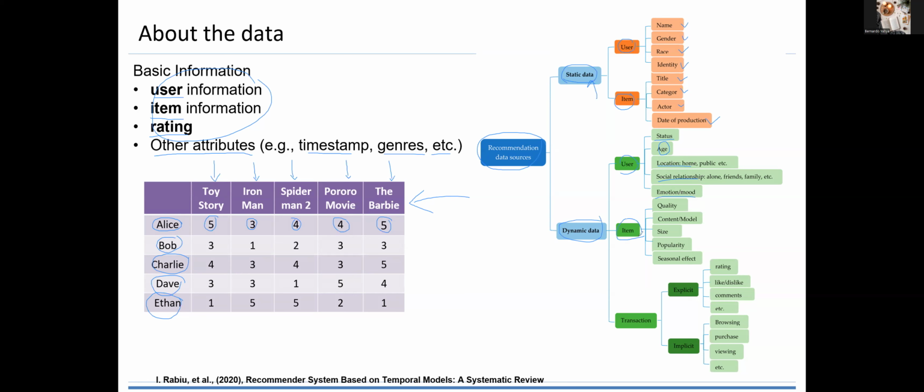And items can also change, for example, in terms of the quality or the model, size, popularity, seasonal effect. Sometimes we also have transaction data. As we learned previously, we have explicit rating and implicit rating. So those kinds of data might also be available in some cases. For example, the rating, like or dislike, comments, browsing, purchase, viewing, and so on.